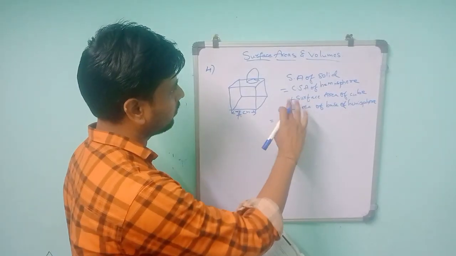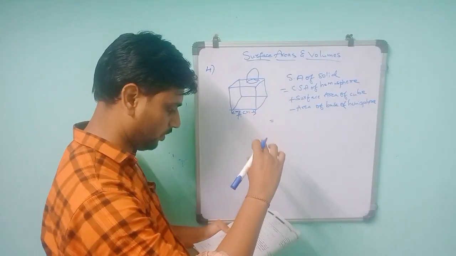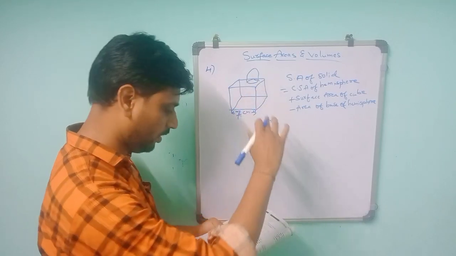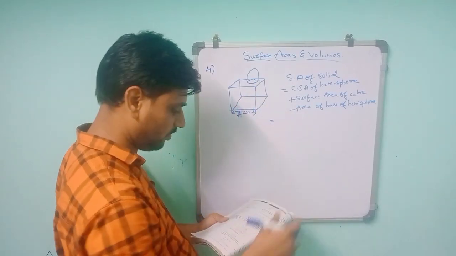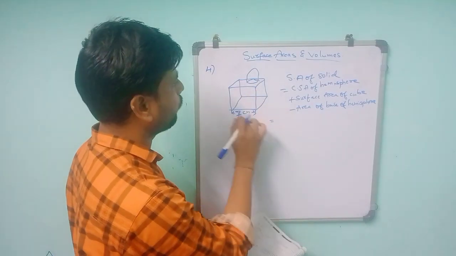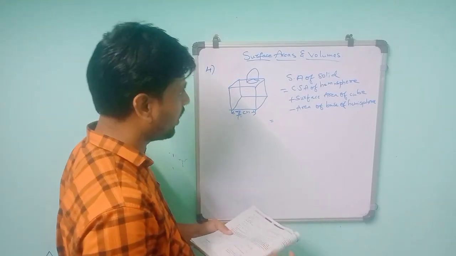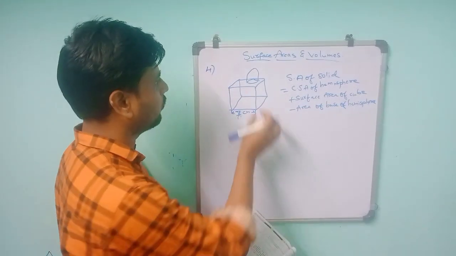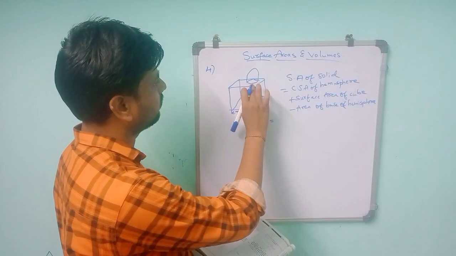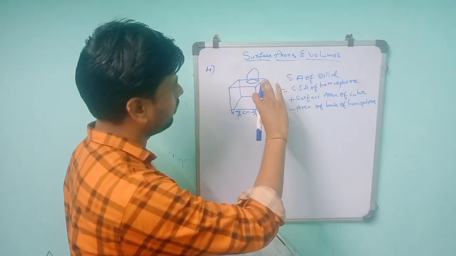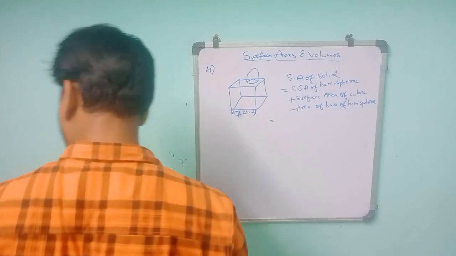First we take the curved surface area of the hemisphere, then plus the surface area of the total cube, then minus the area of the base of the hemisphere. So this is the base, we have to subtract that one. So you get the total surface area of the solid.